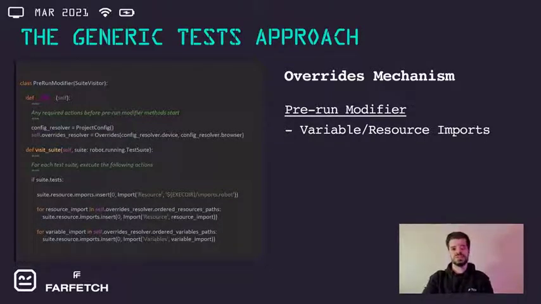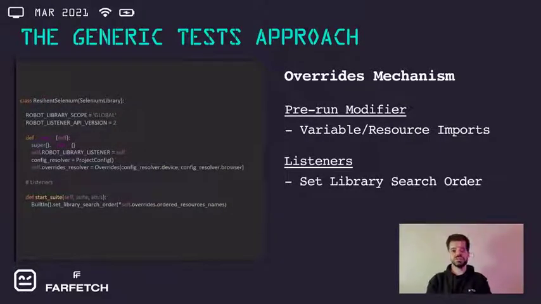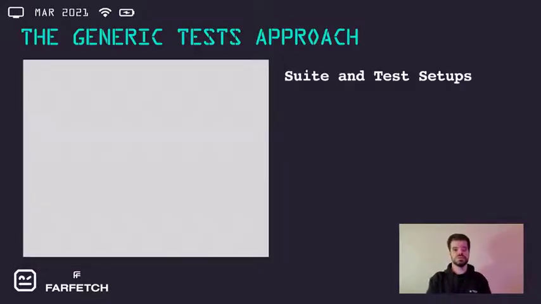This solves the issue of variable override, but we're left with keywords with the same name, which will raise a naming conflict error. To solve this, we use the listener, and on the start suite stage, we call the built-in set library search order, so Robot Framework gives priority to the override file's keywords. Well, so far so good, one problem down, but there were far more challenges to be solved, although this was a complex one.